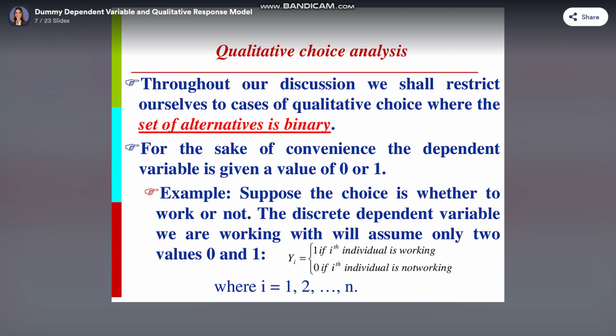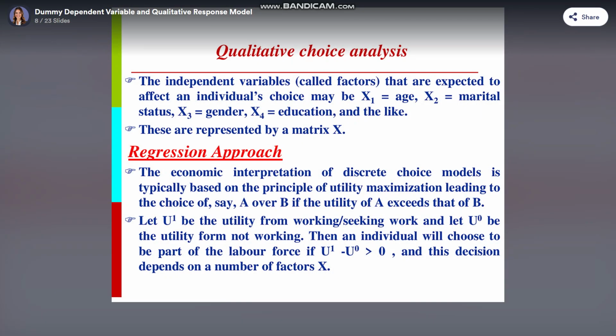Focusing on binary qualitative choices, we assign the dependent variable values of 0 or 1 for convenience. For example, the choice to work or not is represented as 1 if the individual works, 0 if not. This binary setup simplifies modeling decisions with two alternatives. The independent variables, or factors, influencing this choice might include age, marital status, gender, and education. These are organized into a matrix X.